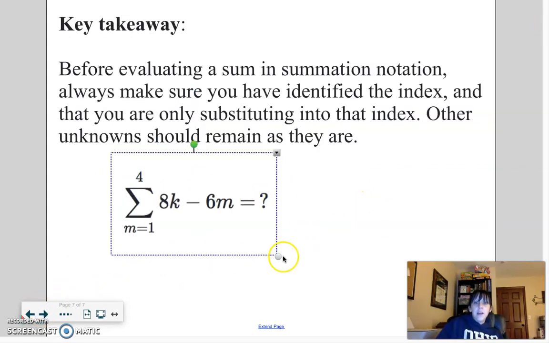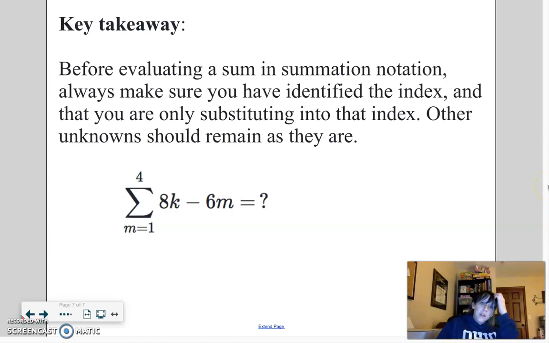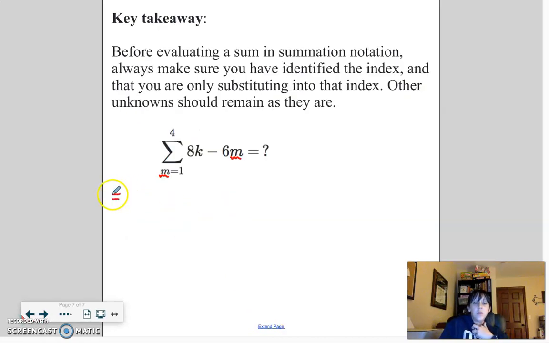Okay. Last little takeaway from sigma notation. It says before evaluating a sum in summation notation, always make sure you have identified the index and that you are only substituting into that index. Other unknowns should remain as they are. So it's just another example trying to warn you to look out for the letters. Okay, so this time the index is M. So we will only be plugging things in place of M. So let's go through this one just to do a little bit of extra practice and then you'll be done.